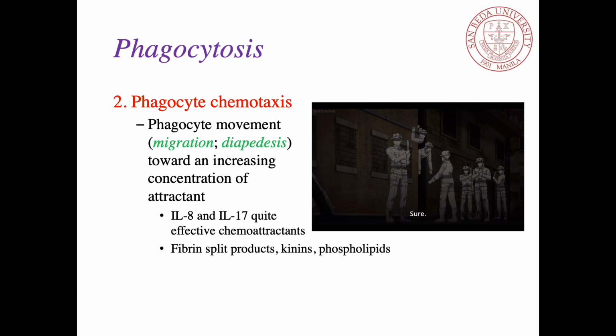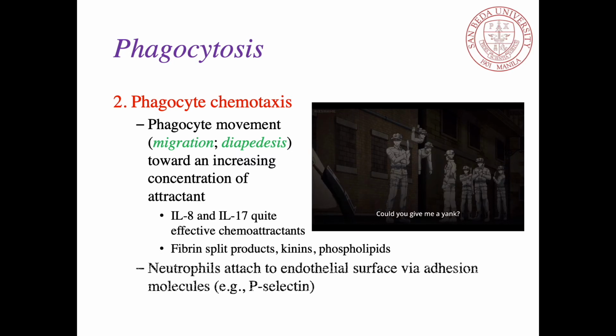Once a pathogen enters the blood or tissue, the phagocytic cell migrates to that site following activation. They call this phagocyte movement or migration diapedesis. This migration is dependent on the release of chemoattractant signals produced by either the cells of the host or the pathogen itself. Interleukin 8 and 17 are particularly effective chemoattractants, especially for neutrophils. Fibrin split products, kinins, and phospholipids are also effective for this purpose.